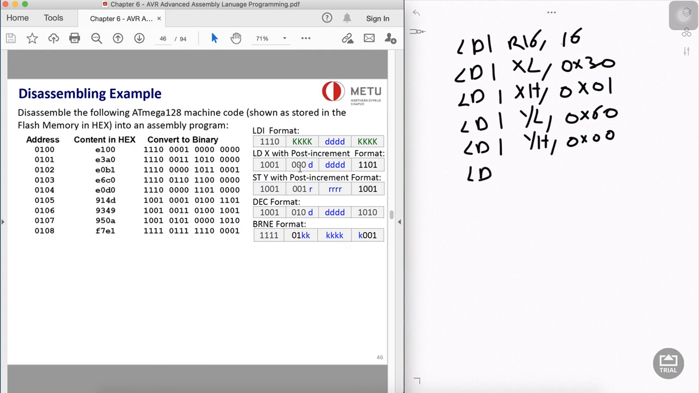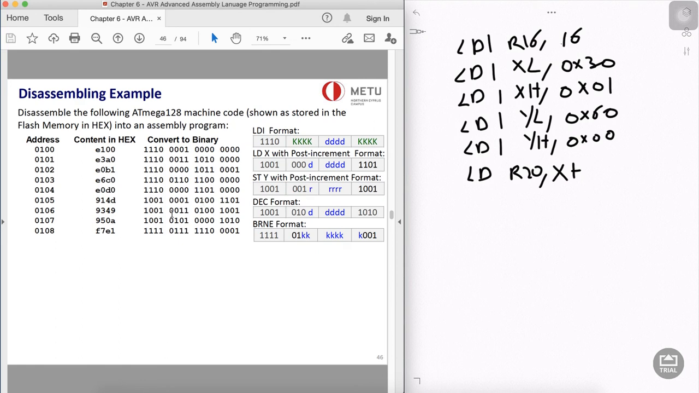So LD, now LDX with post increment means we have to have a post increment with X. But what will be the register over there? So post increment with X, we need to find the GPR. So GPR is over here, which is 5 bits. Now 5 bits of that GPR is 1, 0, 1, 0, 0. So 1, 0, 1, 0, 0 is 16 plus 4, which is 20. That means this is R20. Okay, and that will be where the X points to, so X plus, and it will read into R20.